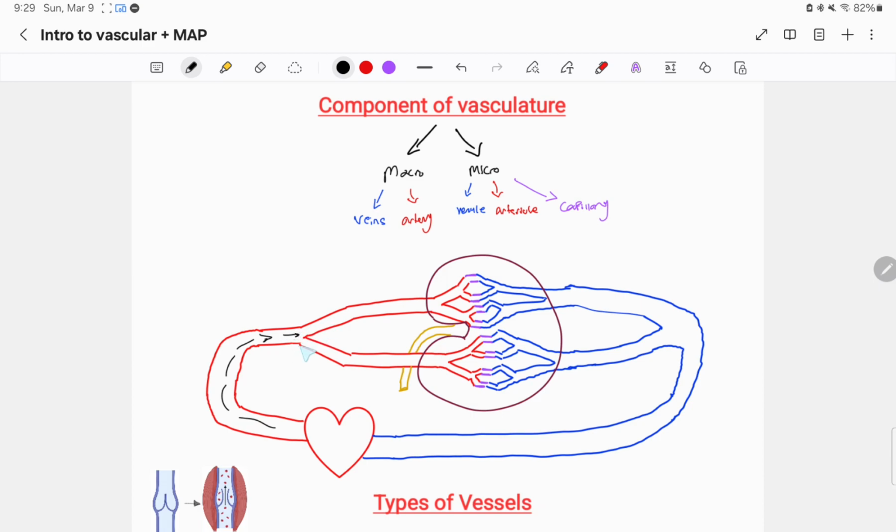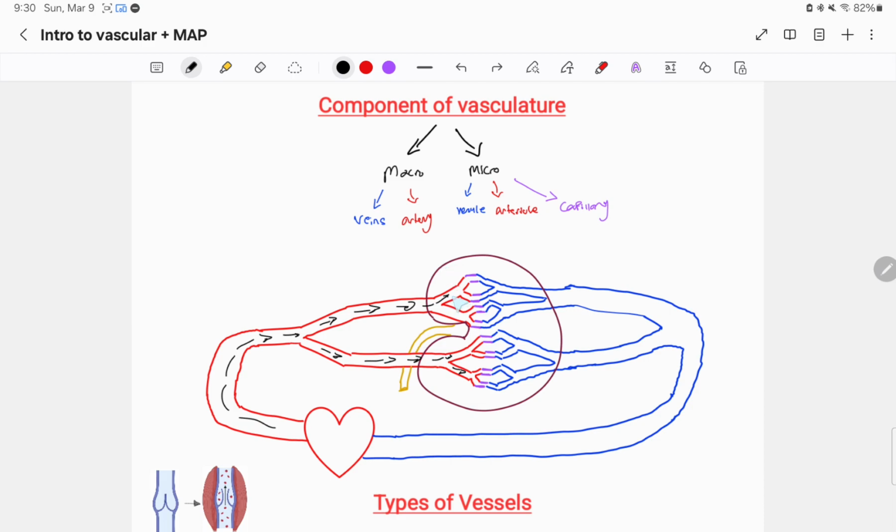What does it split into? Well, it splits into even smaller arteries. Not arterioles yet, they're just smaller arteries. And as soon as we reach this tissue, and this tissue in this case is the kidney, okay, as soon as we enter the tissue, the vessels that are now inside of the tissue are no longer called the arteries. They are now called the arterioles. These little red vessels here, these are all now arterioles.